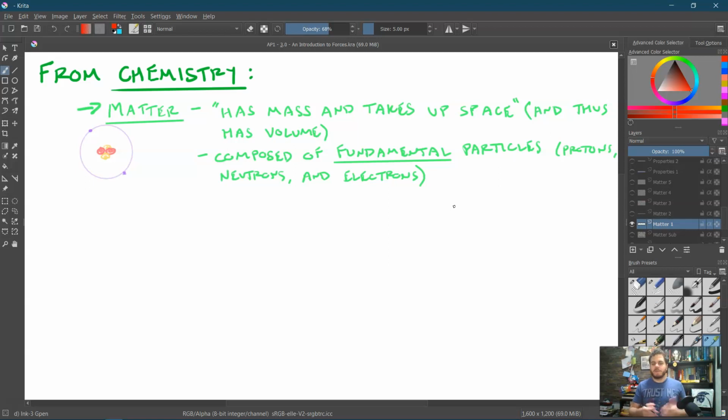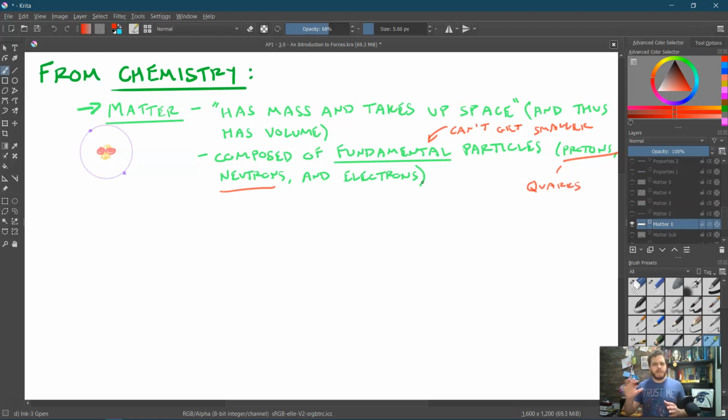And additionally, we know that all matter is composed of what we call fundamental particles. Now, when we say fundamental, what we really mean is can't get smaller. Now, you probably learned this in chemistry as protons, neutrons, and electrons, and that's not 100% accurate, because technically protons and neutrons are actually made of something called quarks. Electrons are not. Electrons, it's as small as you can go.